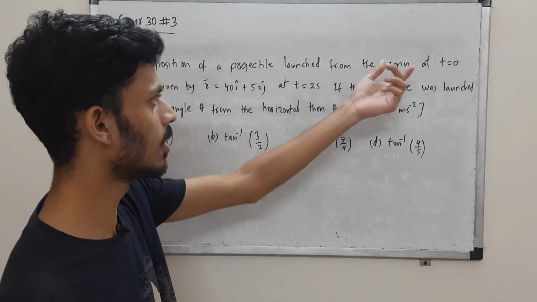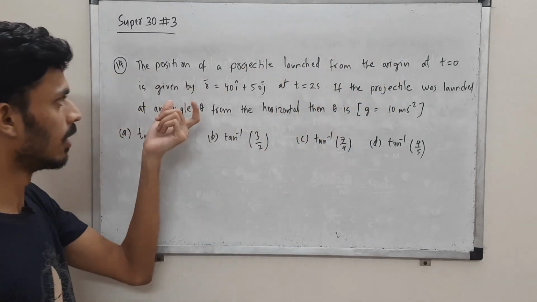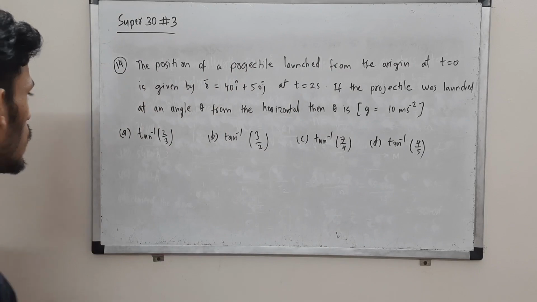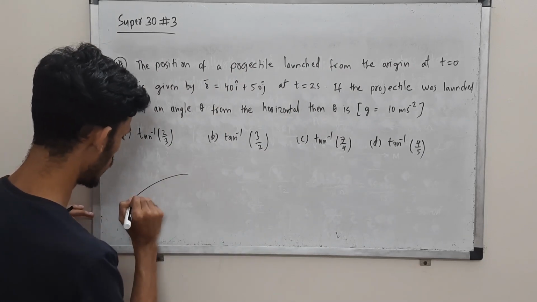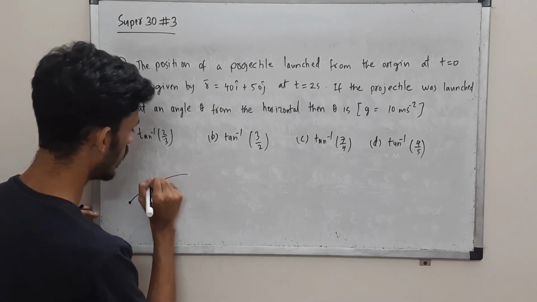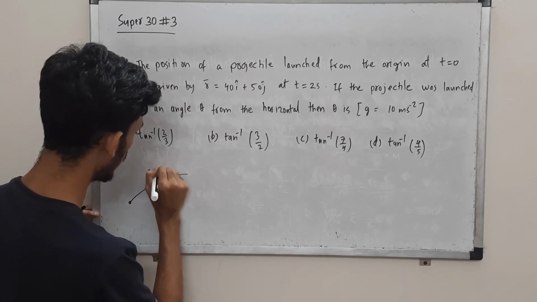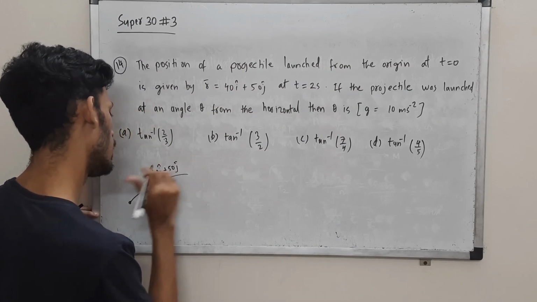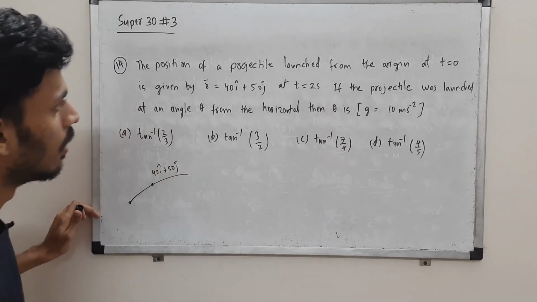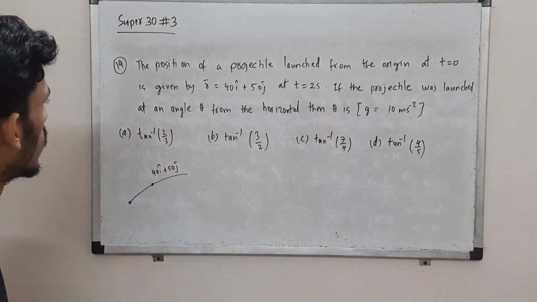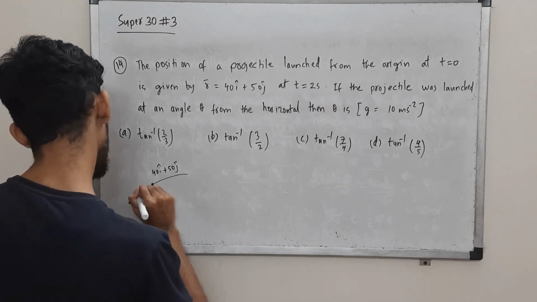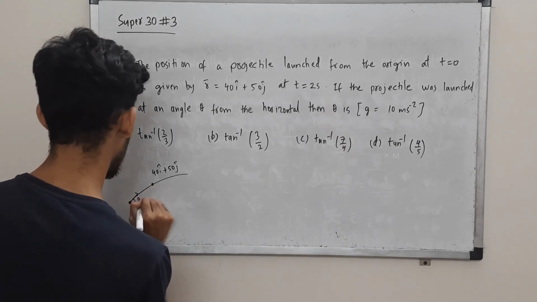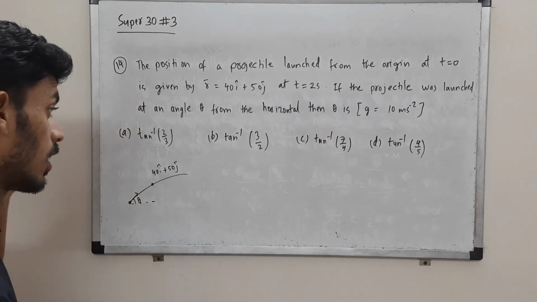It is launched at t equals 0 from the origin, and this is the position at t equals 2 seconds. So this is the projectile at t equals 0. At t equals 2 seconds we have 40 i cap plus 50 j cap. We are supposed to tell, if the projectile was launched at an angle theta, what this theta is.